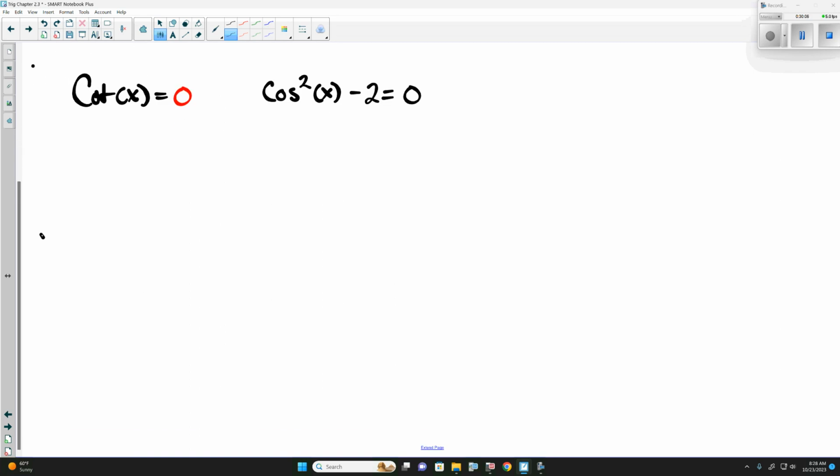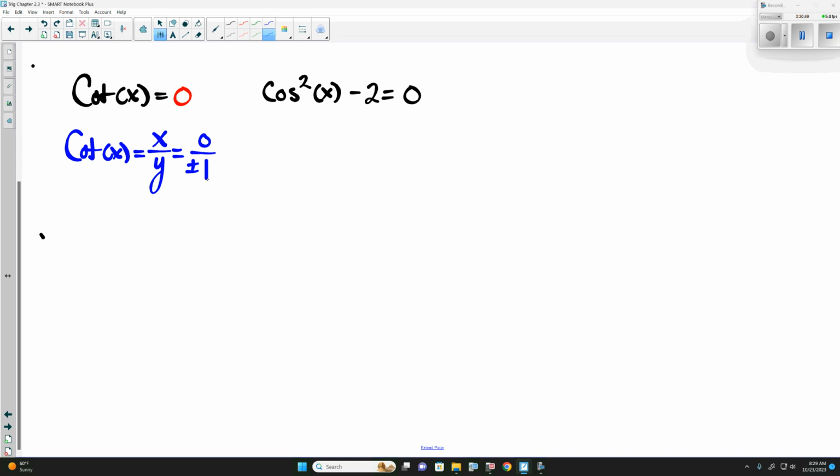Now we can finish solving cotangent of x first. I'm going to write this underneath it. Cotangent of x for the unit circle is the x value over the y value. And for this to be 0, we need the x value to be 0, and we need the y value to be some number other than 0. Well, incidentally, the only time that this does work is if the y value is either positive or negative 1. It's got to be one or the other.